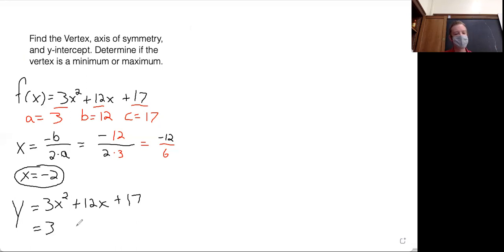But the 3 is going to stay the same. Now I'm going to have parentheses with the squared outside. I'm still going to have the 12. Once again, I'm going to use some parentheses. And we still have this 17 right here. But now inside those parentheses, I'm going to plug in the -2 that I just calculated.